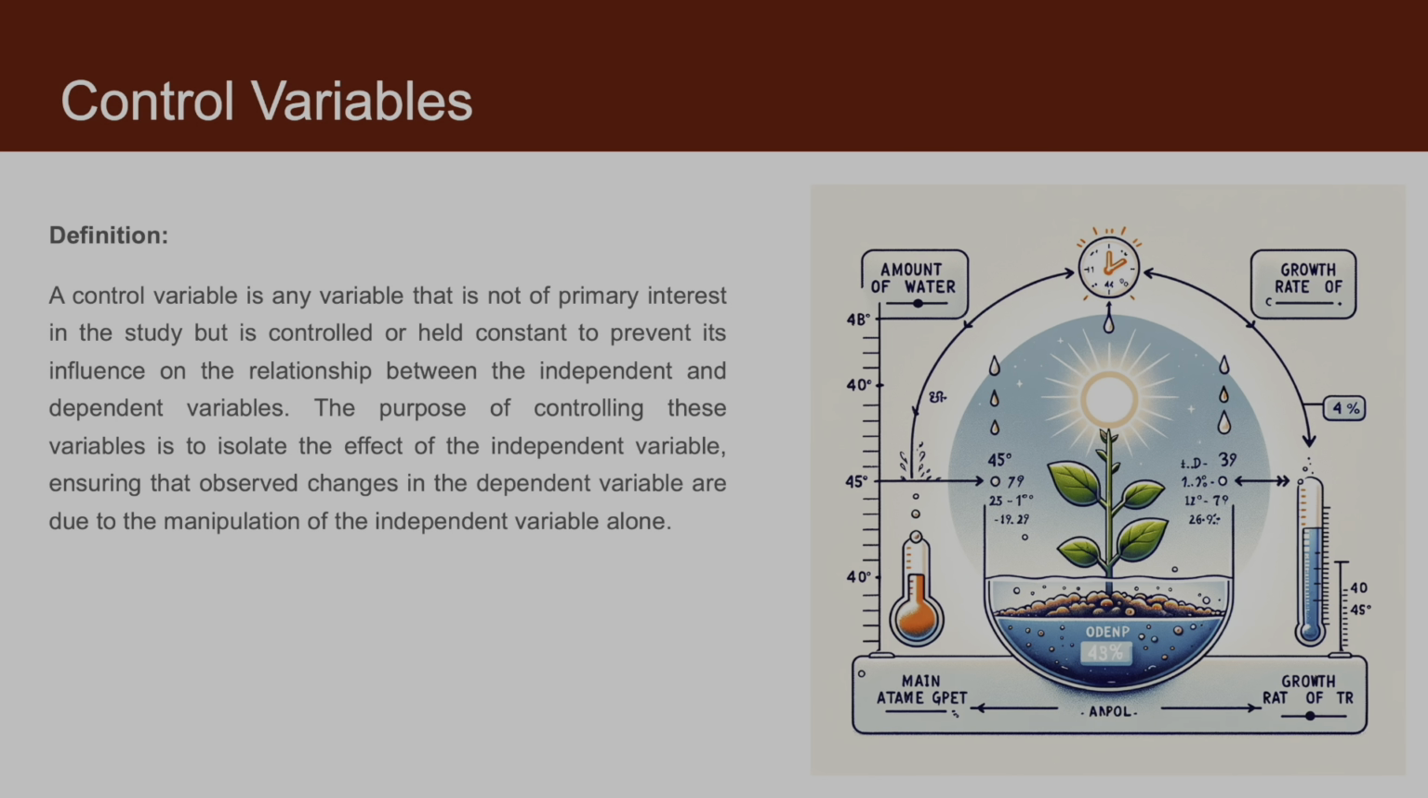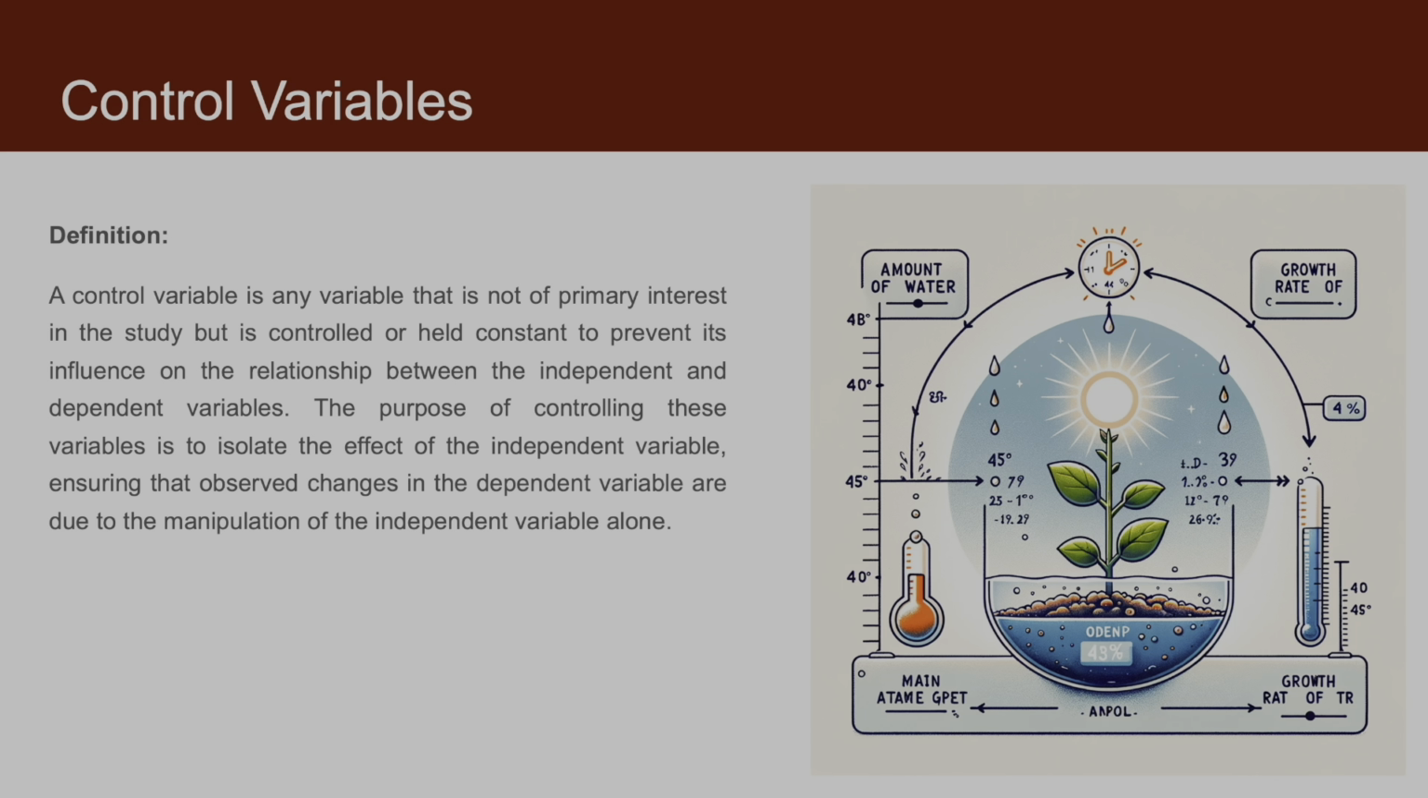Control variables are essential elements in research that help ensure the validity of an experiment by holding constant factors that could potentially influence the outcome. By keeping these variables steady, researchers can more accurately determine the effect of the independent variables on the dependent variables, minimizing the risk of external factors skewing the results.